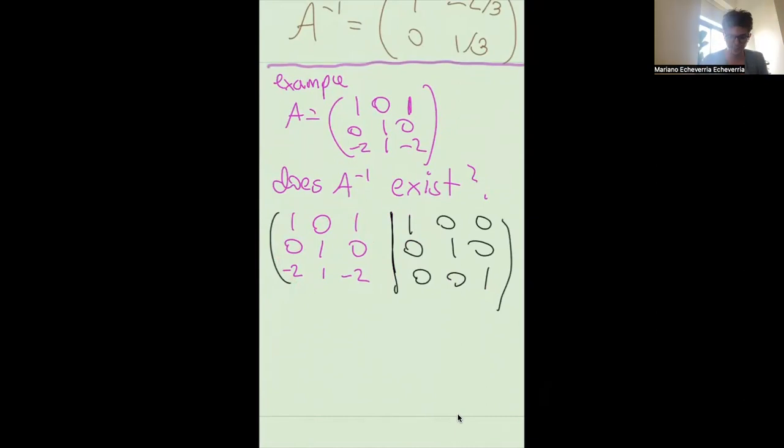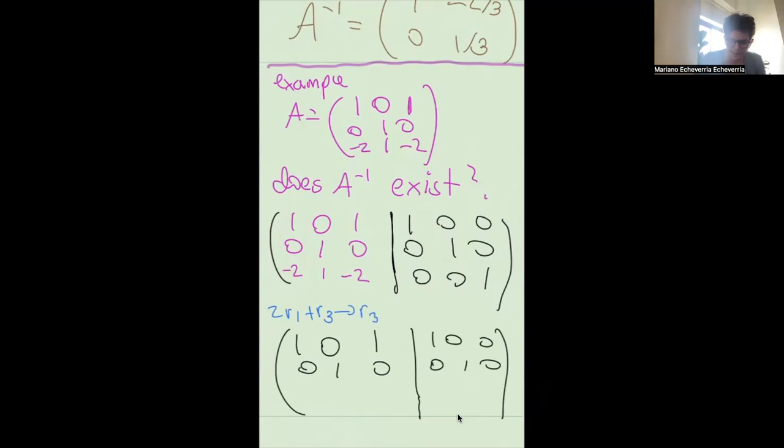So how do you try to make this the identity? Again, you start with column 1. You have to put a 0 here. So to put a 0 there, let me do 2 row 1 plus row 3 into row 3. That's going to affect only row 3, so I'm just going to use a different color for row 3.